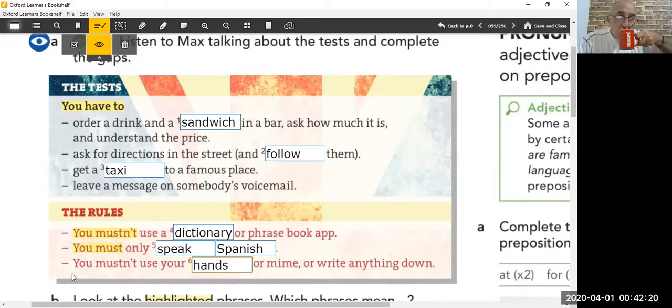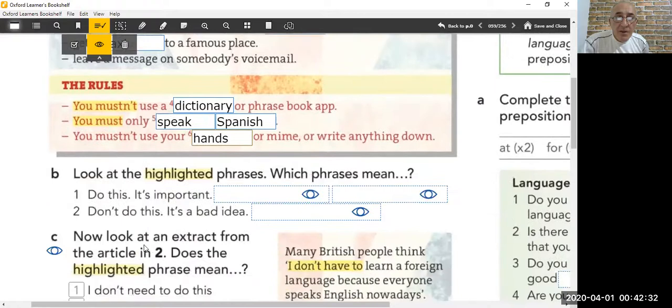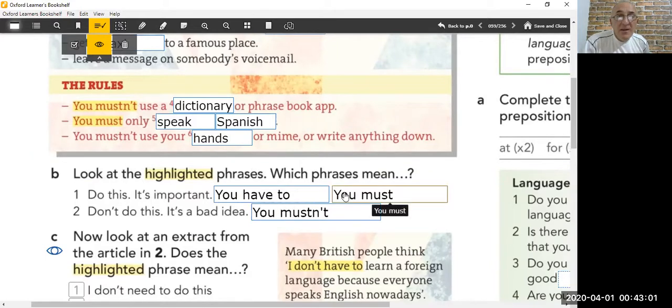Actually, there is not a big difference in the meanings, but still we have to distinguish between have to and must. Okay, so do this, it's important. Don't do this, it's a bad idea. I think this is clear. Don't do this, it's a bad idea. It should be you mustn't. Do this, it's important. You have to or you must. There is not a big difference between you have to and you must. Maybe this have to is more in general and must is more personal. Maybe you can make such a difference between the meanings.